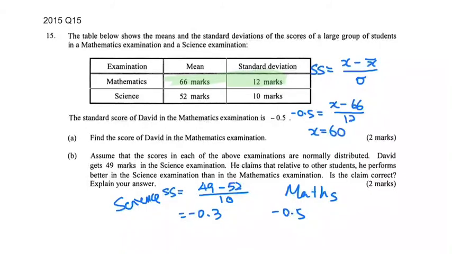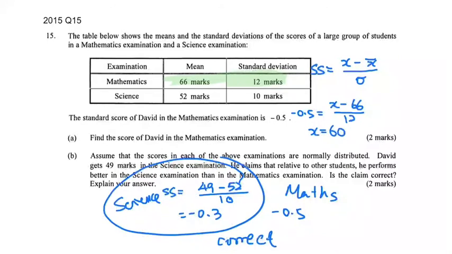But now both of his are negative. He is less than the average, of course, and still we have to see which one is better relatively, maths or science. Which one do you think actually? The higher the standard score, the better performance you did. So in other words, science is better. So he was actually correct. You just write negative 0.3 is larger than negative 0.5, so he performs better in the science exam than in the maths exam. That's why the claim is agreed.